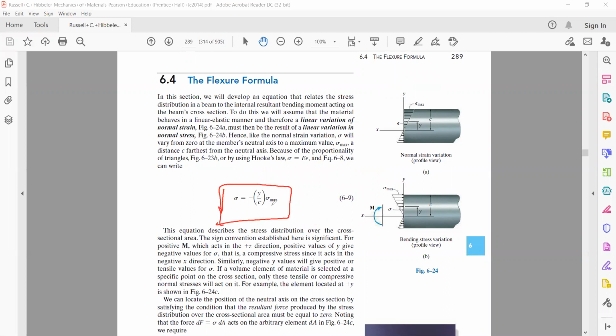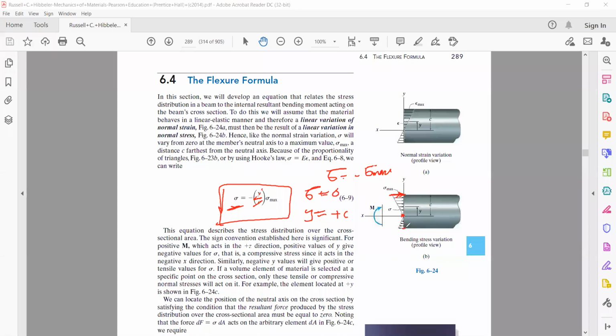Sigma is equal to minus y by c sigma max. Now from this formula, we can at least say that sigma is a linear function of y. When y is equal to 0, the value of the stress sigma will be equal to 0. Normal stress is equal to 0. And when y is equal to plus c, that is when you are here, then c and c will cancel, and sigma will become equal to minus sigma max. It will be negative of sigma max. That's why it has been drawn in this direction.